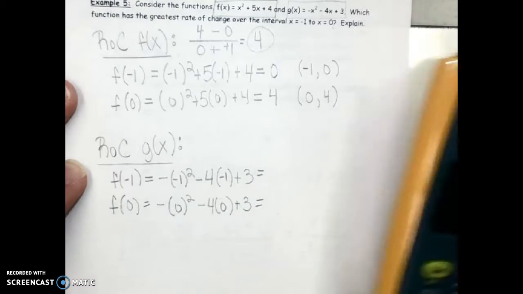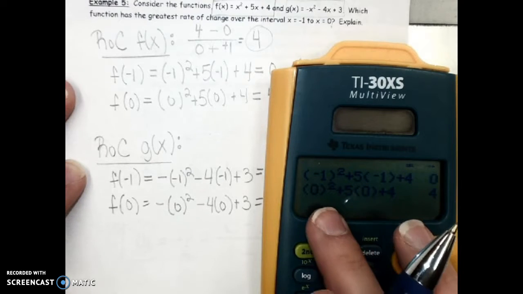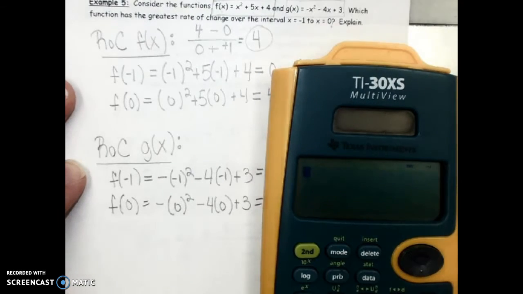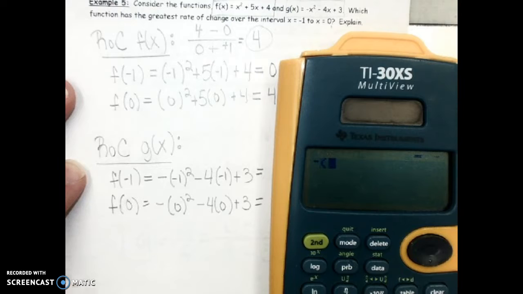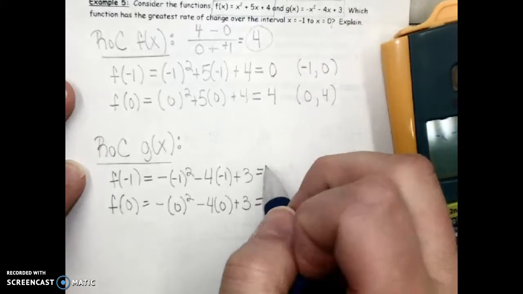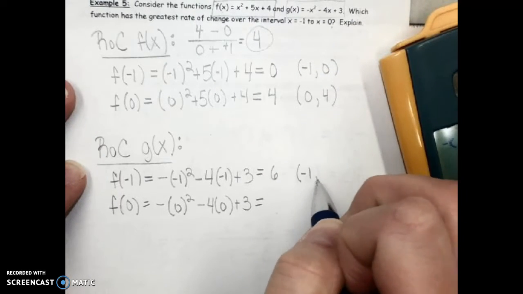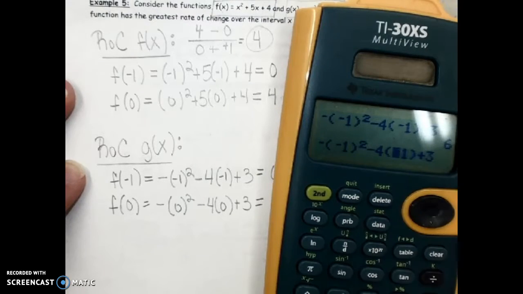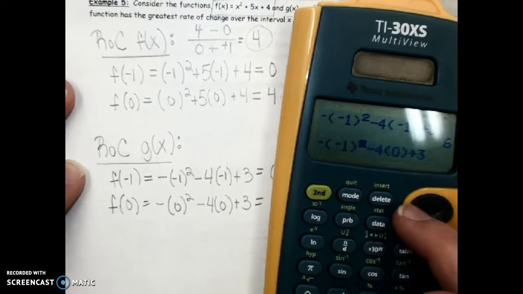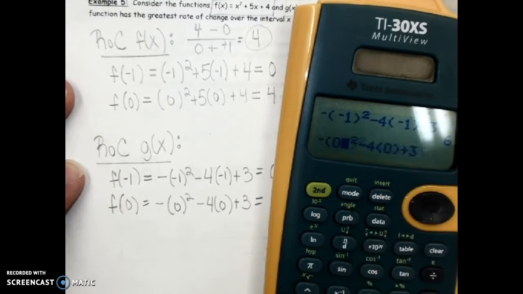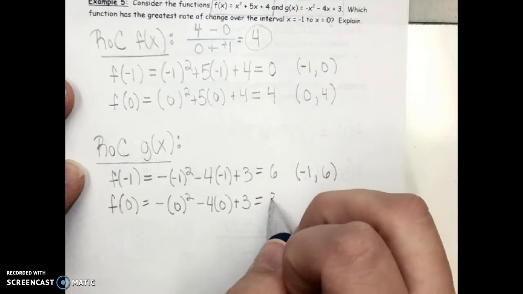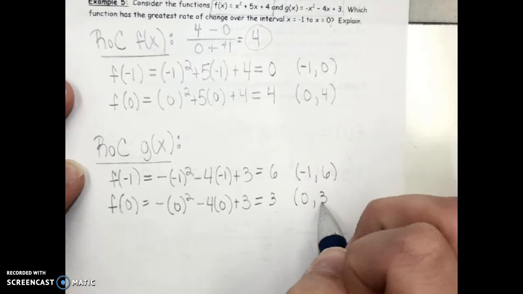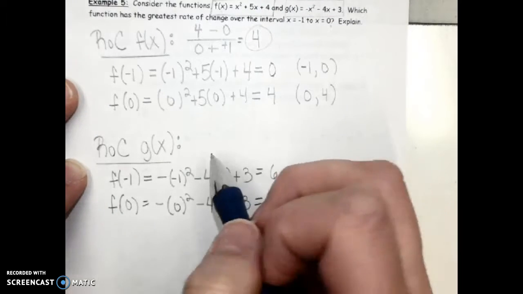So I grab my calculator. I can't just change these numbers because I have a different formula. So negative parentheses -1 squared minus 4 times -1 plus 3. Enter. I get 6. So I plugged in -1, I get out 6. I go in here, I change all these to a 0, get rid of that extra number. I got a 3. 0, 3.